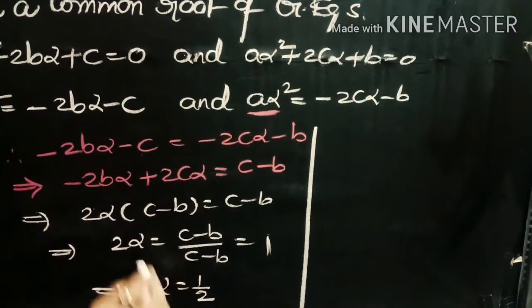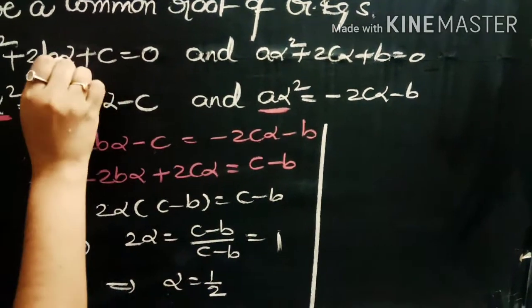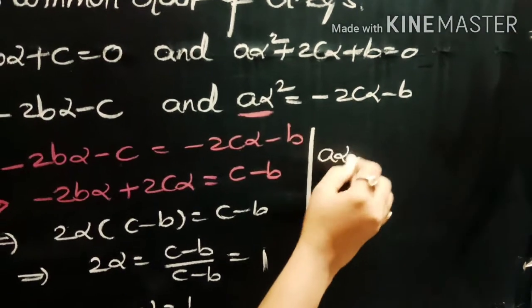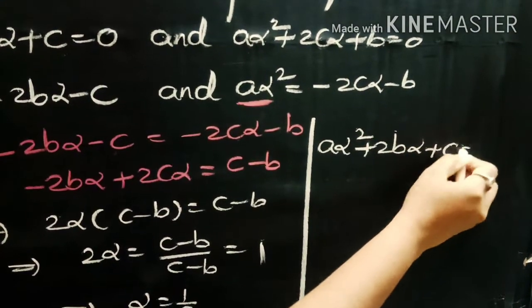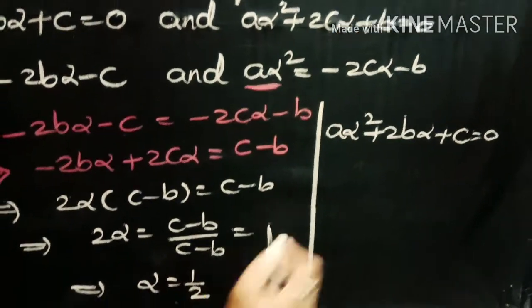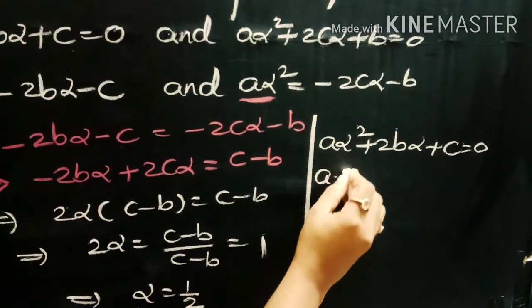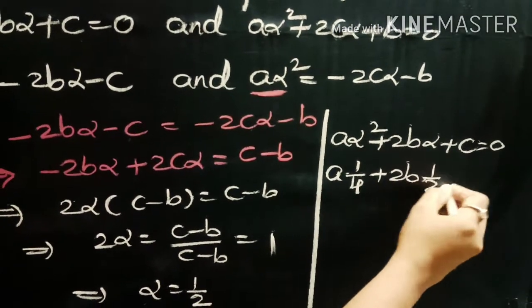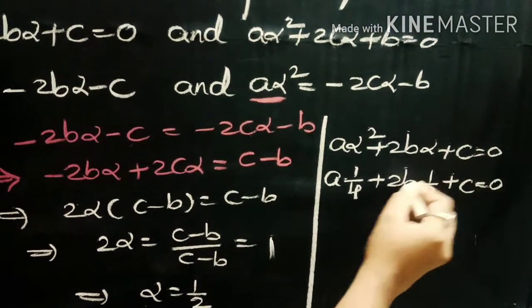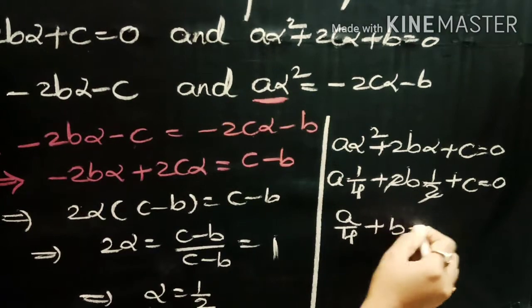Replacing this alpha is equal to 1 by 2 value in any of the two equations. Now we substitute this value in the first equation. Here the first equation is a alpha square plus 2b alpha plus c is equal to 0. Substituting alpha is equal to 1 by 2, we get a into alpha square 1 by 4 plus 2b into alpha value 1 by 2 plus c equal to 0. That is a by 4 plus b plus c equal to 0.